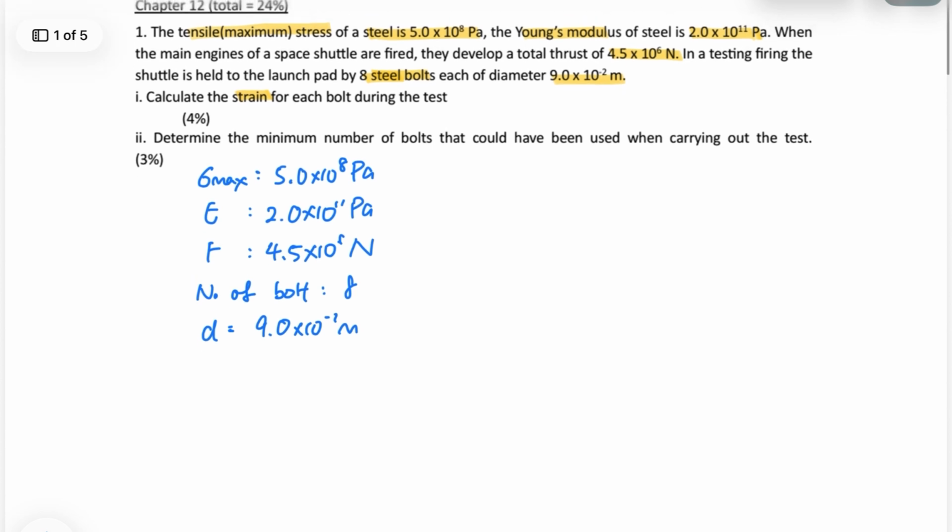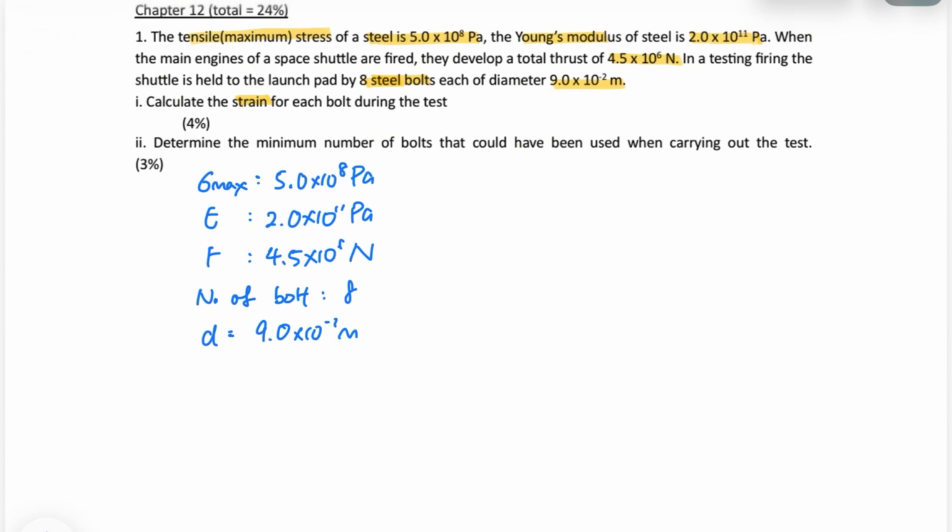We're going to solve it using this. First, we want to find strain. The Young modulus formula is E equals stress over strain. So in order to find strain, we need the stress divided by Young modulus. We already have Young modulus, but we don't have the stress. We have the total force, but how much does each bolt experience? So we need to calculate the force for each bolt.